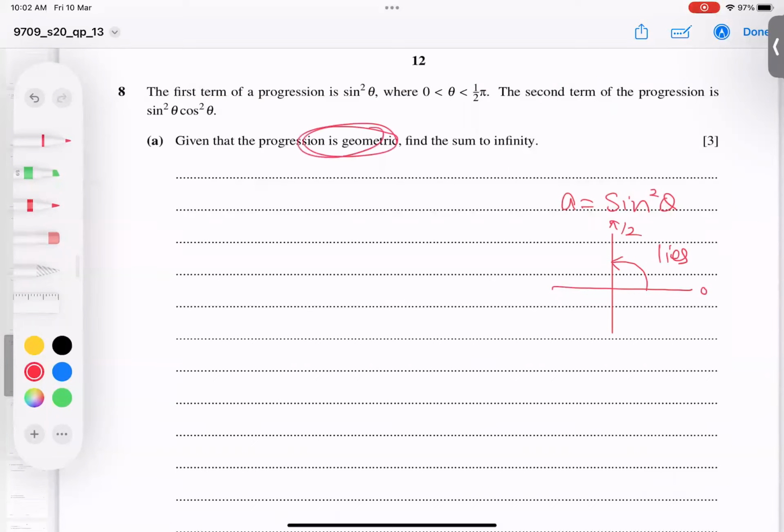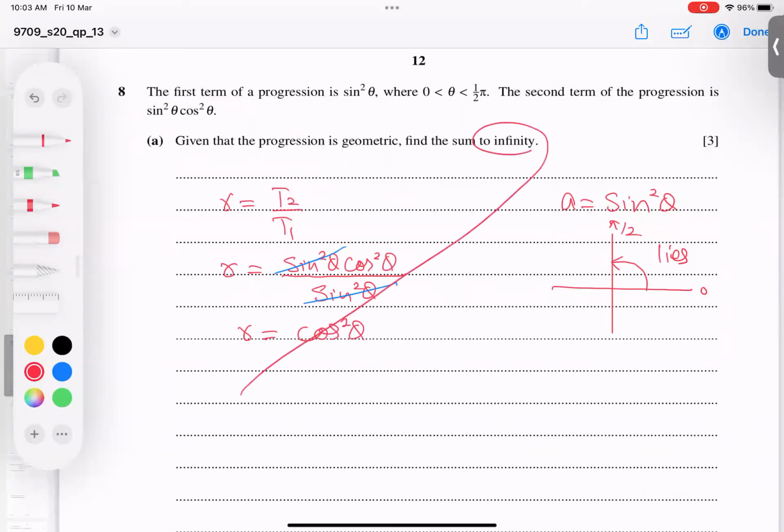He said geometric progression. So how to find the common ratio? The technique is second term divided by first term. And I'm going to find the second term, if you look carefully, this one. So sine square theta cos square theta, divided by the first term, which is sine square. So alhamdulillahi rabbil alameen, easy. You see, nothing hard up till here.